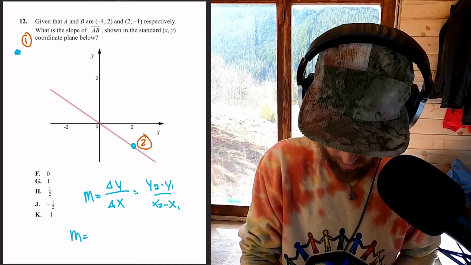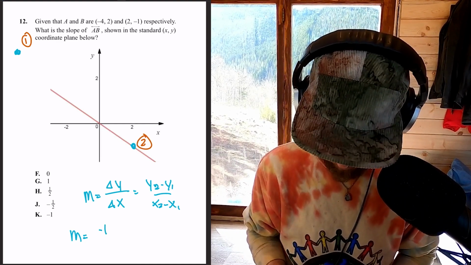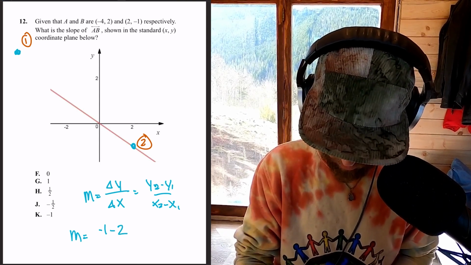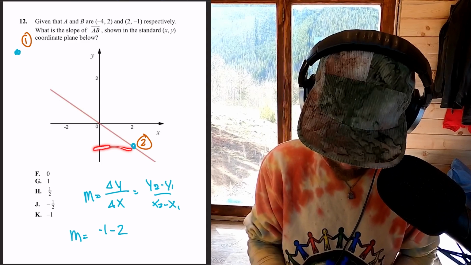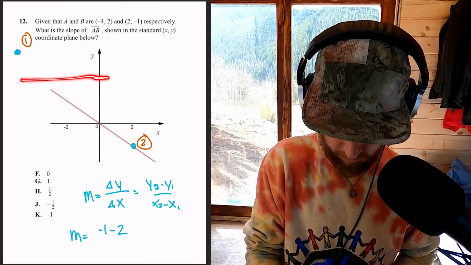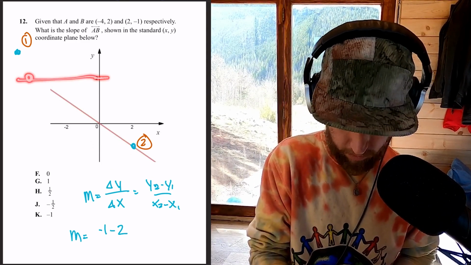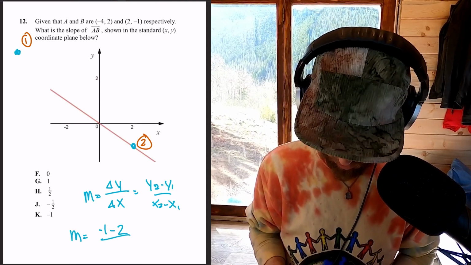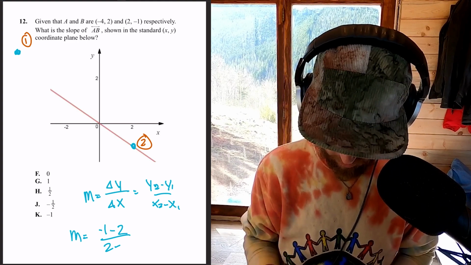So let's go with m being -1 minus 2. So y2, -1, minus y1, 2. Oh, you know what, that point is actually more like right here. That's okay. And then x values 2 minus -4.